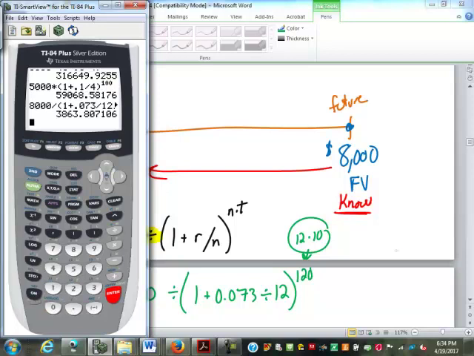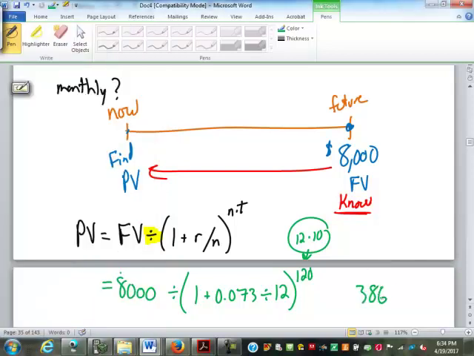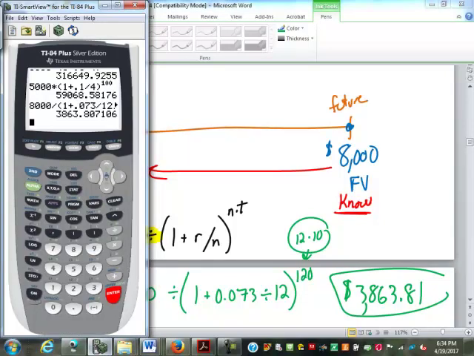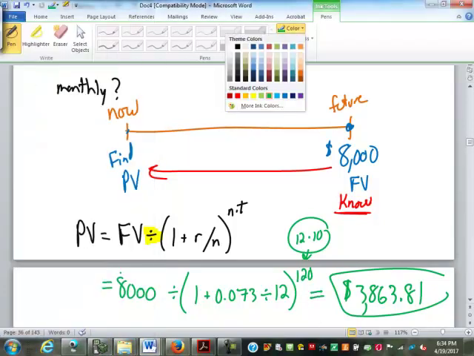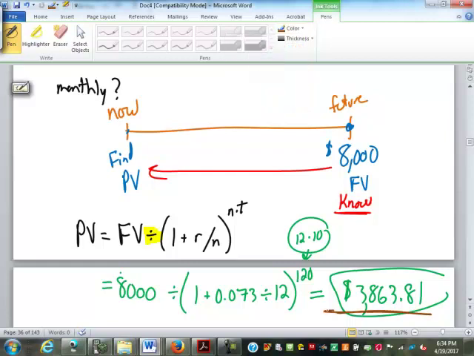That gives us $3,863.81. So $3,863.81 is what we need to start off with right now to have the $8,000 in 10 years, if we invested at 7.3% compounded monthly.